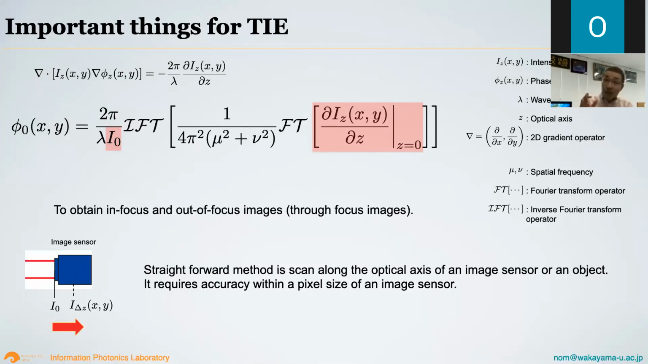So a straightforward method to obtain through-focus images is scanning along the optical axis of the image sensor or an object. Object moving is not practical, so in general, we have to move the image sensor on the optical axis. So it requires accuracy within the pixel size of an image sensor. So this is not good for recording of dynamic phenomena.